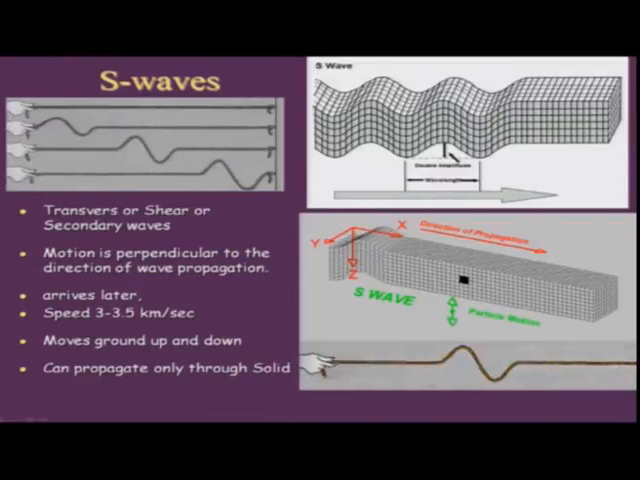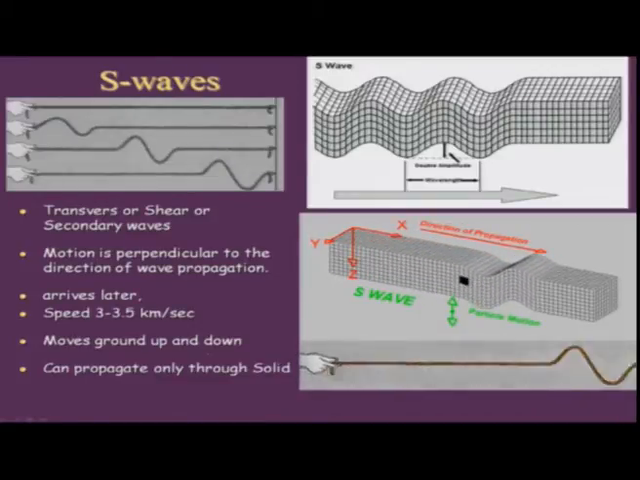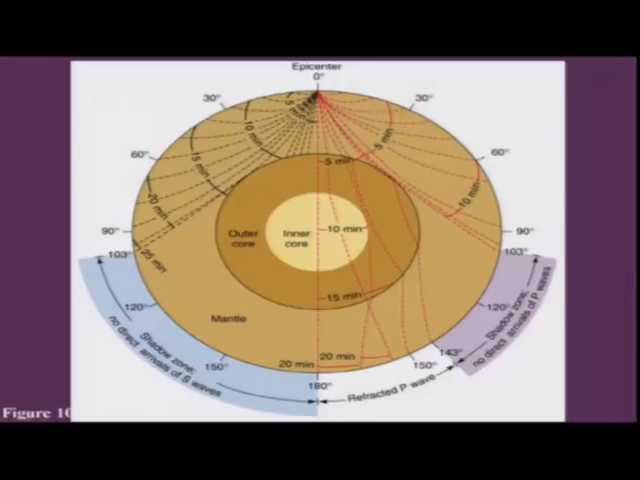So motion is perpendicular to the direction of wave propagation, having comparatively lesser speed, almost like half, in the crust, and then moves the ground up and down, and can only propagate through solid. So this you should remember about the difference between the P and the S waves, okay.